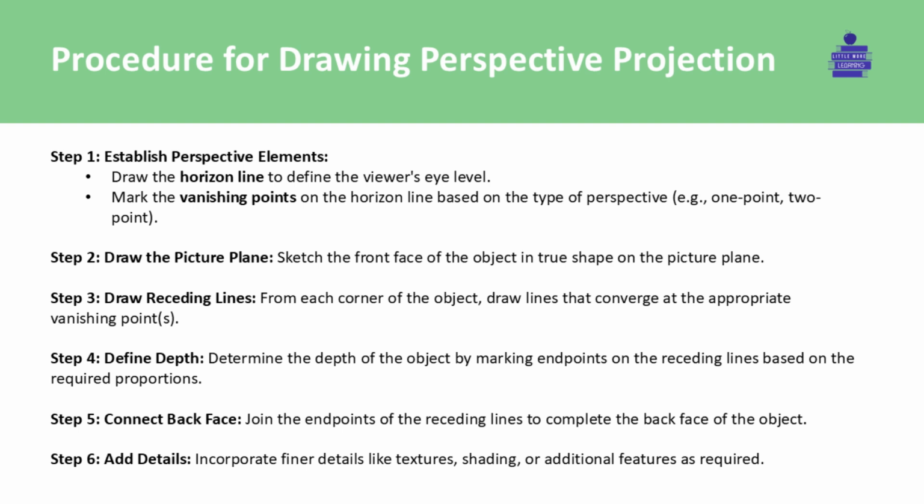From here, we draw what we call receding lines. These are the lines that create the illusion of depth by connecting the corners of our object to the appropriate vanishing points. Think of these lines as the guidelines that will help us maintain proper perspective. The next crucial step is defining depth. Along these receding lines, we mark points that determine how far back our object extends. This is where we decide if we're drawing a shallow box or a deep room. Then we connect these depth points to create the back face of our object.